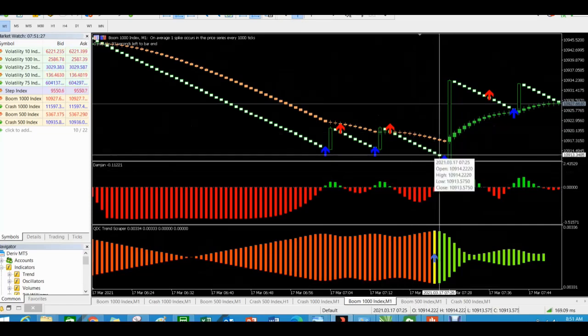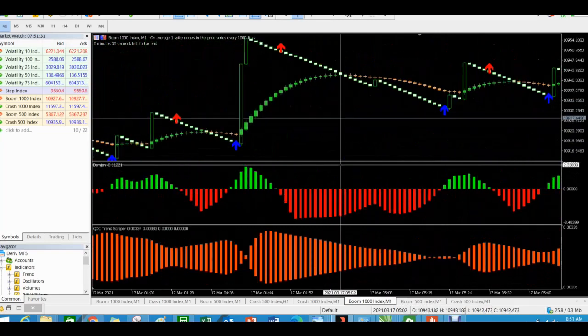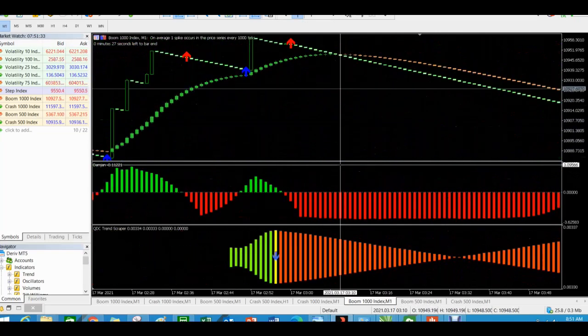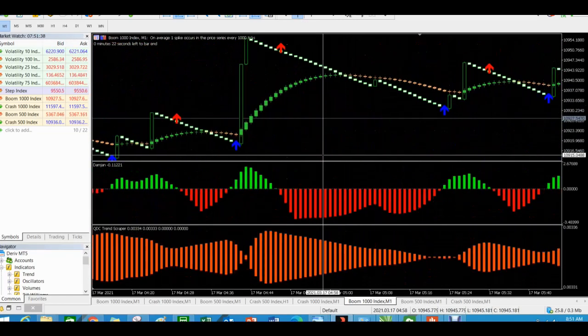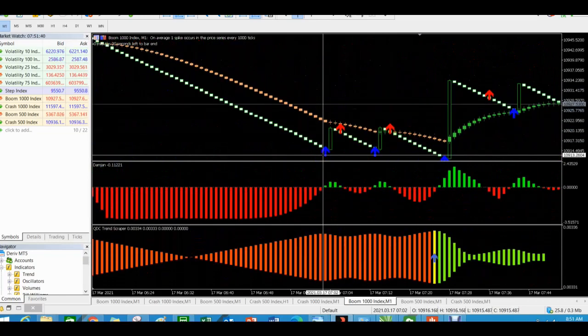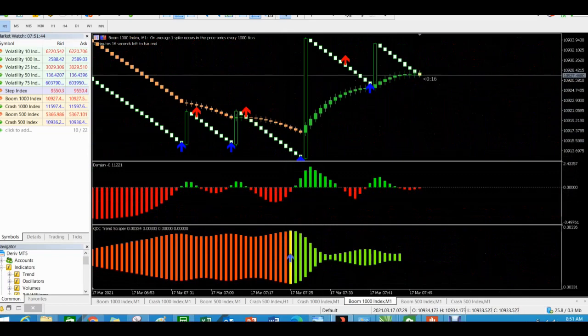It's changed to uptrend there, and it has been spiking since then after a very long downtrend. You can see what I'm talking about. Check out this long downtrend starting from here, and it went down, came up a bit, and still went down till it changed the direction of the trend.